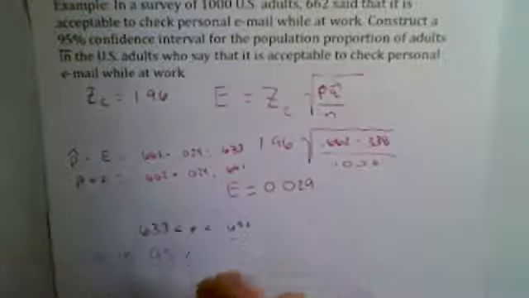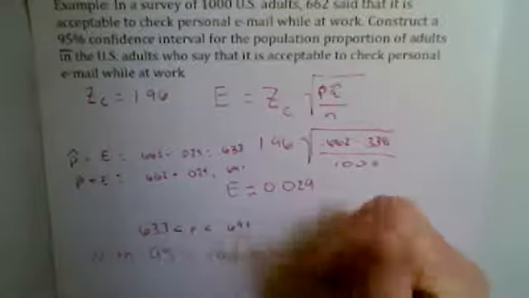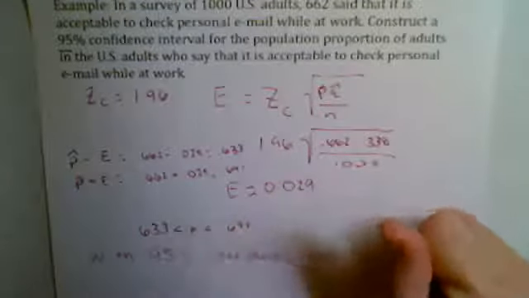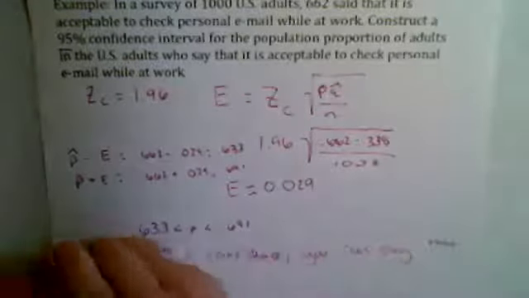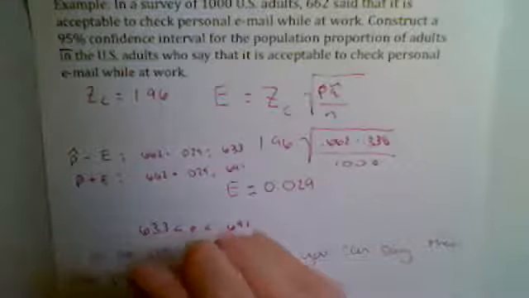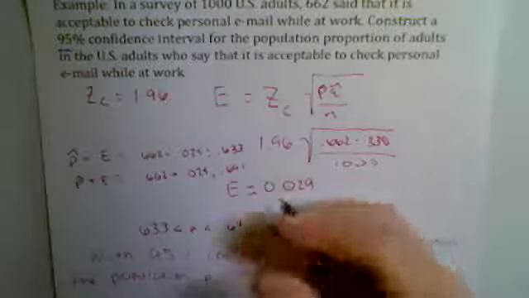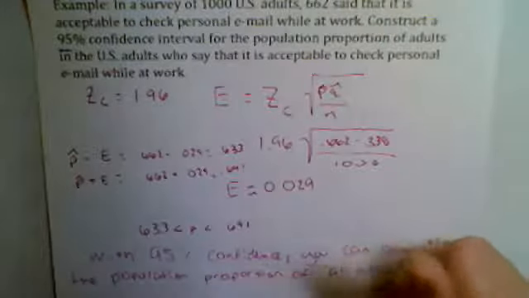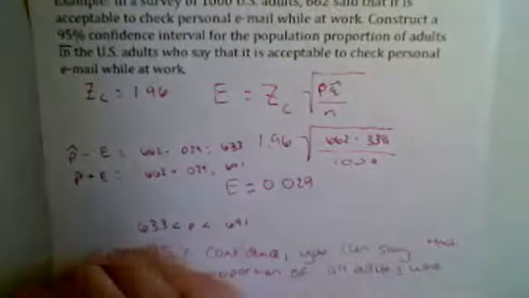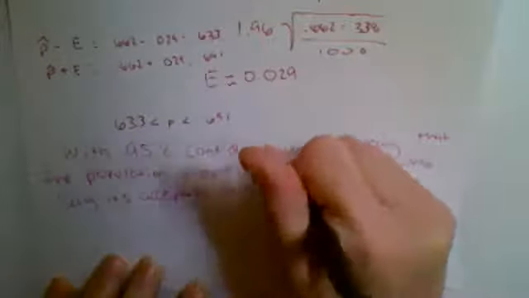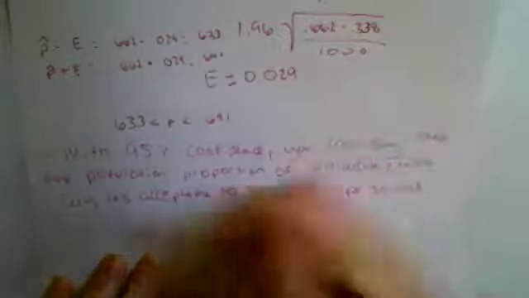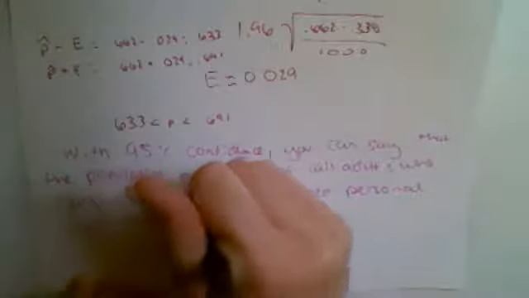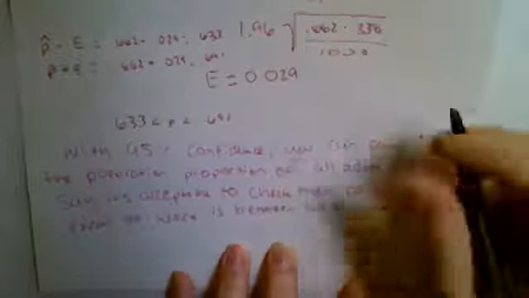With 95% confidence, you can say that the population proportion of all adults who say it's acceptable to check their personal email at work is between 63.3% and 69.1%.